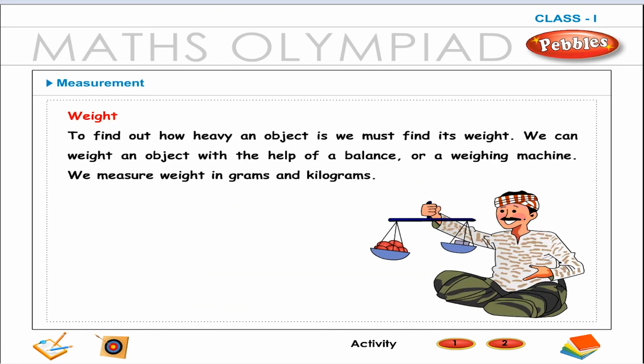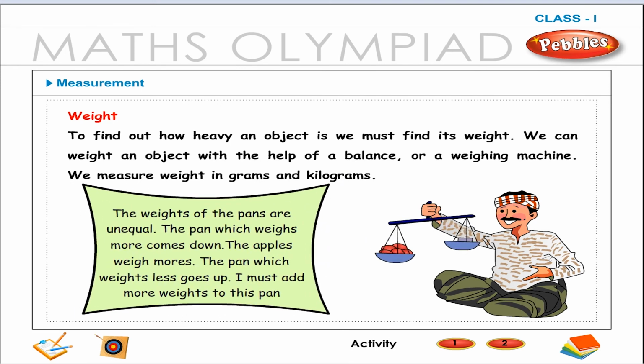Weight. To find out how heavy an object is, we must find its weight. We can weigh an object with the help of a balance or a weighing machine. We measure weight in grams and kilograms. Write the measurements in the space provided.